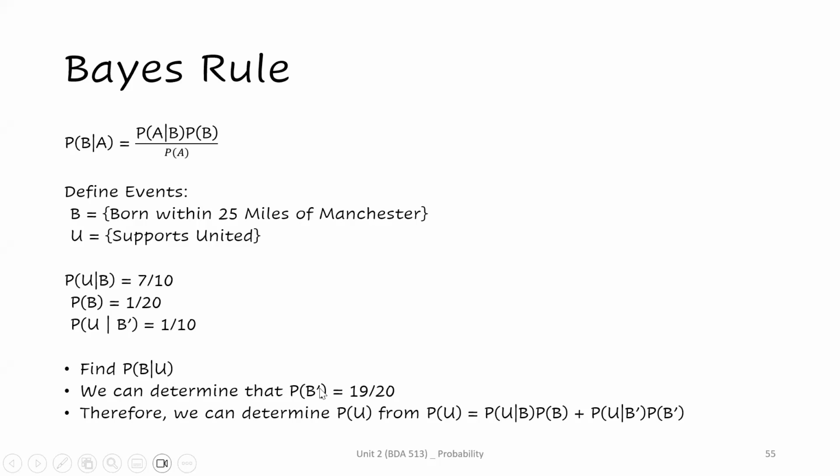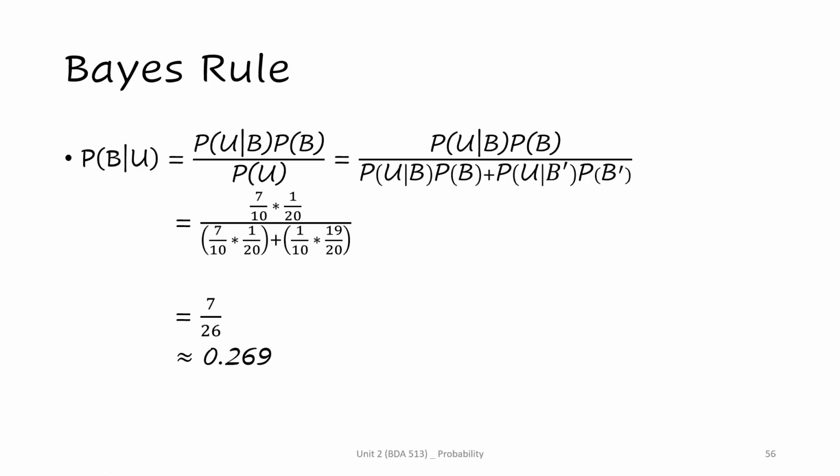Okay. So once we know our B prime, we know the probability that somebody supports United but not born within 25 miles is also 1/10. And then we can also determine somebody supports United but born within 25 miles. So let's go to the formula again. Then we just plug in all this. Okay.